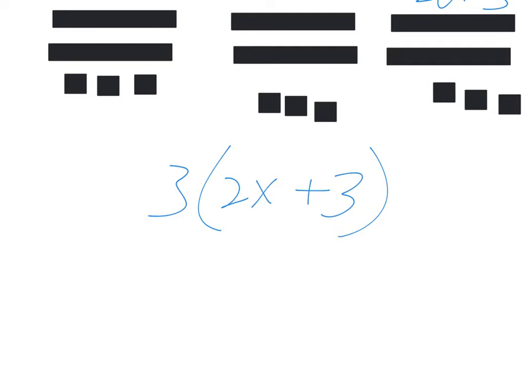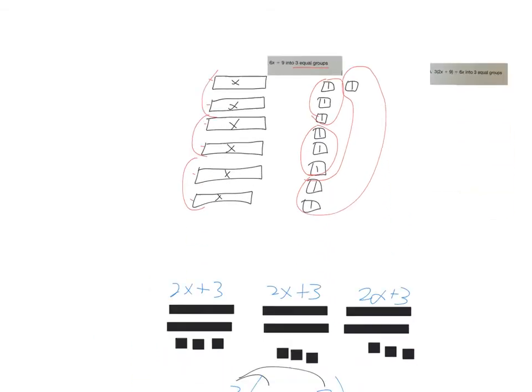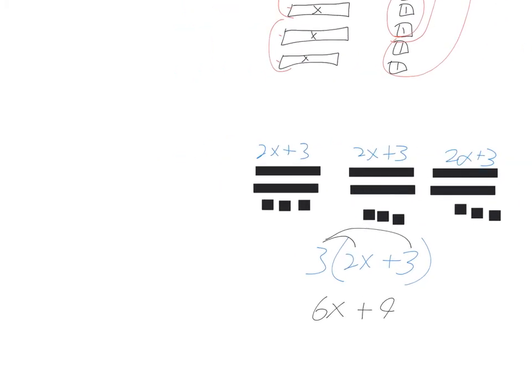Instead of adding all those up together, it's 3 times 2x plus 3, which if you worked it backwards to check it, you do the 3 times the 2x, you get 6x, and then you do the 3 times the 3, and you get 9. 6x plus 9, which if you come back here, is the original expression I had, and I divided it into 3 equal groups, which would be 3 times 2x plus 3. That's how you'd look at that problem, right here.